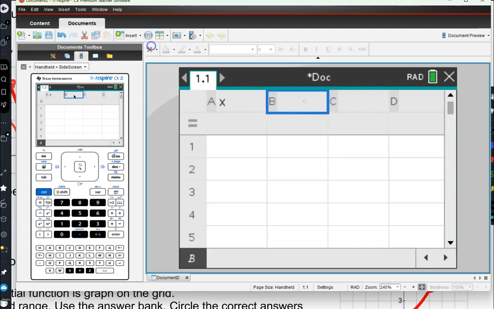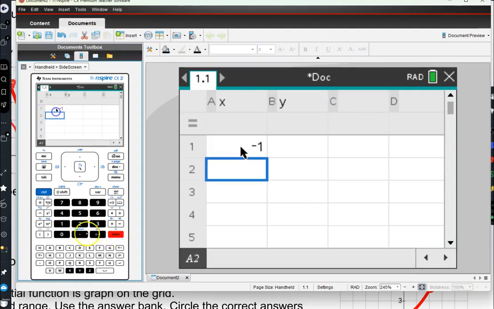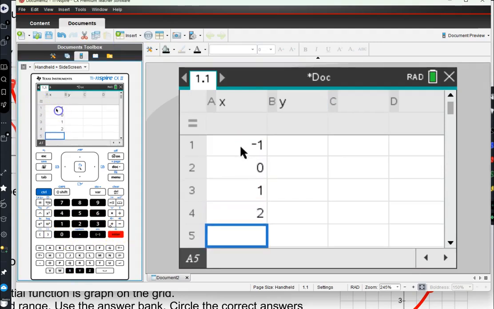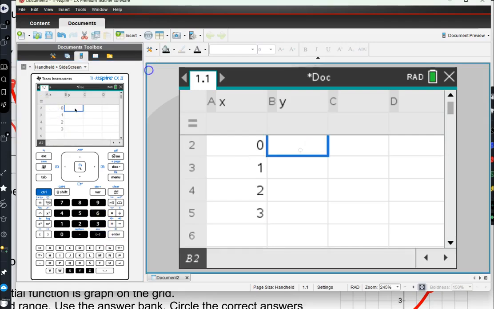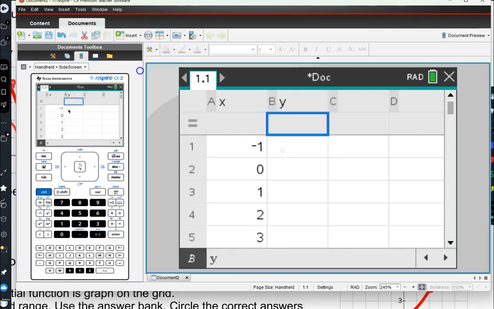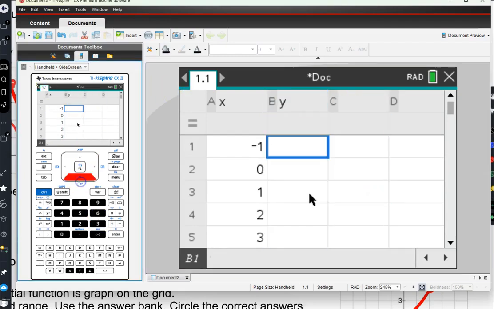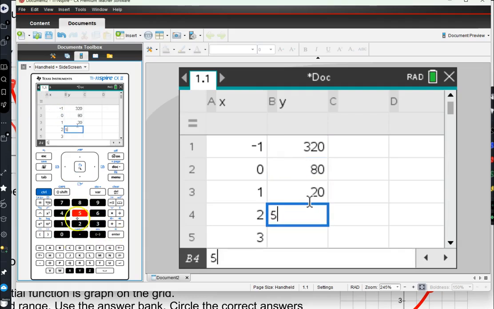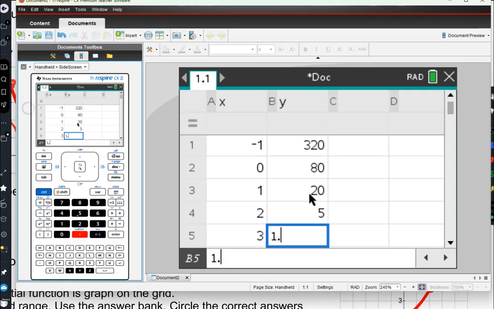And then you need to put X and Y at the top. Get an X and a Y at the top. And then I'm going to plug in the numbers. -1, 0, 1, 2, and 3. I'm going to go back up. And then I'm going to plug in 320, 80, 20, 5, and 1.25. Okay, so I got my T-chart in.